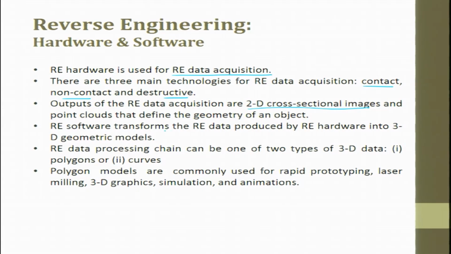RE software transforms the RE data produced by RE hardware into a 3D geometry. The RE data processed chain can be one of two types of 3D data. It can be polygon data or it can be curves. If you know how to connect points through a line, if you know how to define a point, a line, and a curve, then the rest is a piecemeal of whatever you have. Okay. Polygon models are commonly used in rapid prototyping, laser milling, 3D graphing, simulation and animation.